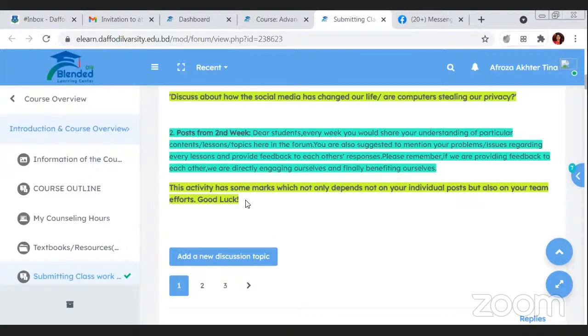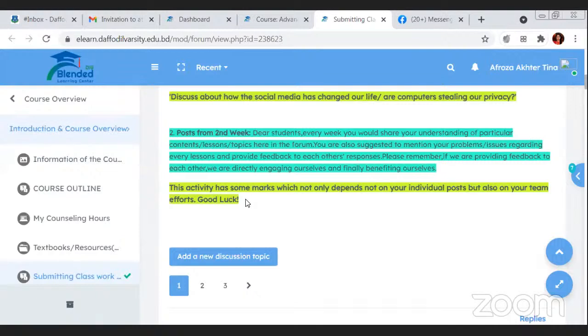And as you can see at the end, the last point is that this activity has some marks. I finally gave two marks for this forum post. I didn't reveal the marks at the beginning. My students are here.